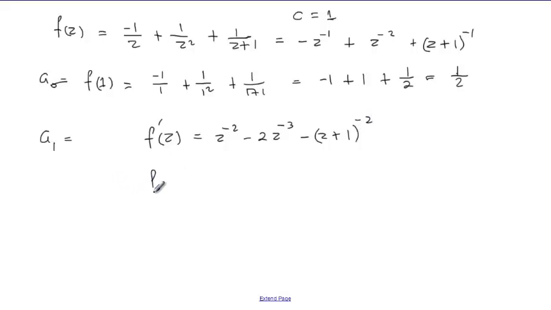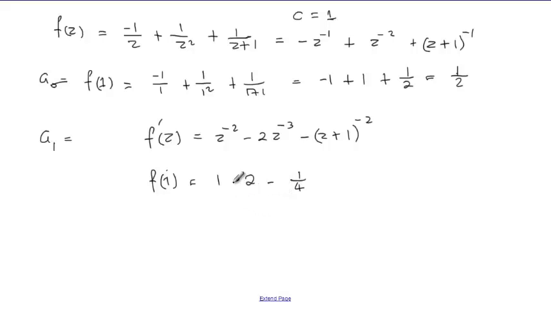Now, evaluating this derivative at 1, we have here 1 over 1 squared, which will give us 1, and here we've got 2 over 1 cubed, which will give us 1. Then we've got minus 2, and then here we're going to have 1 over 2 squared, which will give us minus 1 quarter.